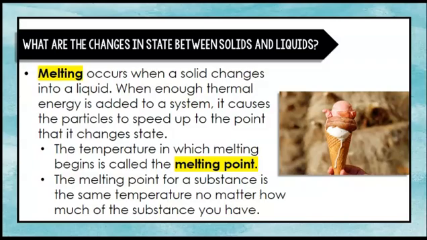Melting occurs when a solid changes into a liquid. When enough thermal energy is added to a system, it causes the particles to speed up to the point that it changes state. The temperature at which melting begins is called the melting point. The melting point for a substance is the same temperature no matter how much of the substance you have.